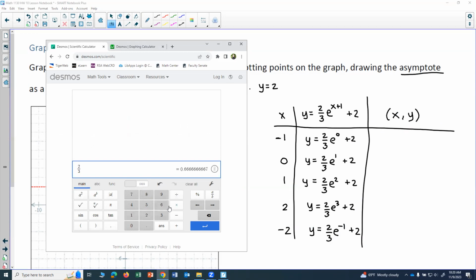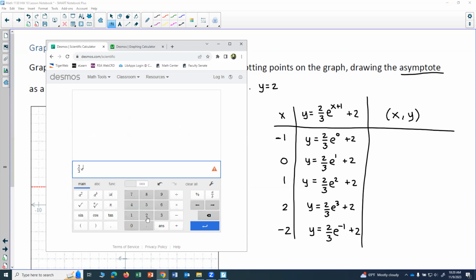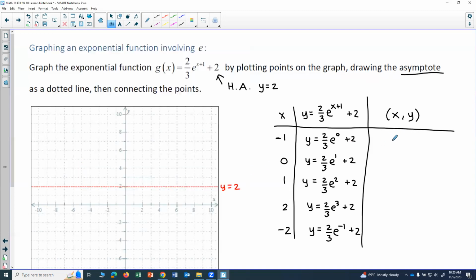So I'll do 2/3 e to the 0, and e to the 0 will just be a 1, and then add 2 to that. So I'm going to get 2.67 as my y. So I'll have the ordered pair -1, 2.67.